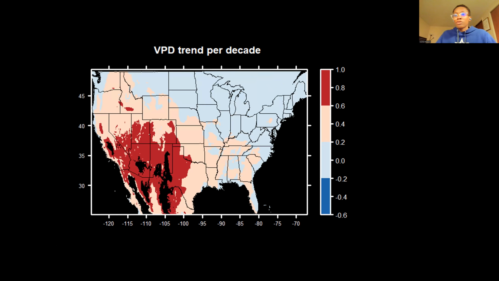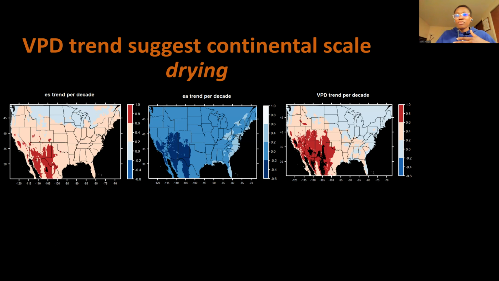Then I checked the trend for VPD, and of course, if ES is increasing more than EA is increasing, then this actually shows us what we expect. VPD is showing a very positive increase. Some parts of the Midwestern USA and Northern USA are showing little trend and negative trend. I think for the final project, what I'll have to do is show the distinction between positive and negative. But from here, we can see that most parts of the USA are showing increasing trend in VPD. So this is suggesting continental drying, because VPD is the atmospheric demand for water.